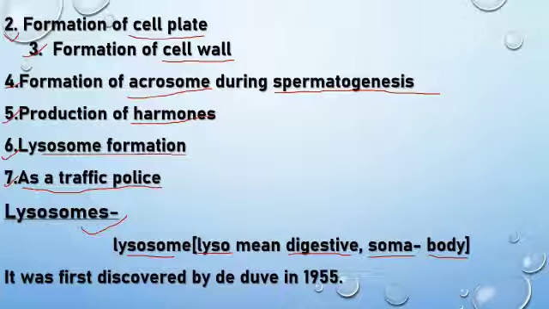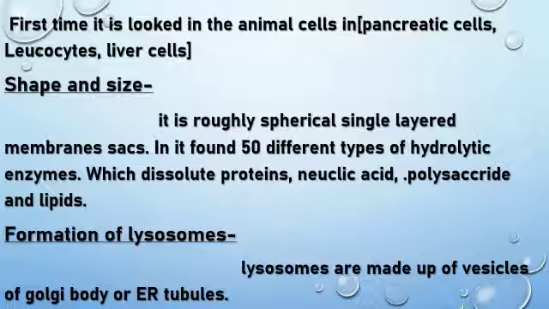So our next question is, who discovered the lysosome for the first time? A scientist named Dubé discovered the lysosomes in 1955. It is very important to note. He first looked at it in animal cells, in pancreatic cells, in leukocytes, and in liver cells.